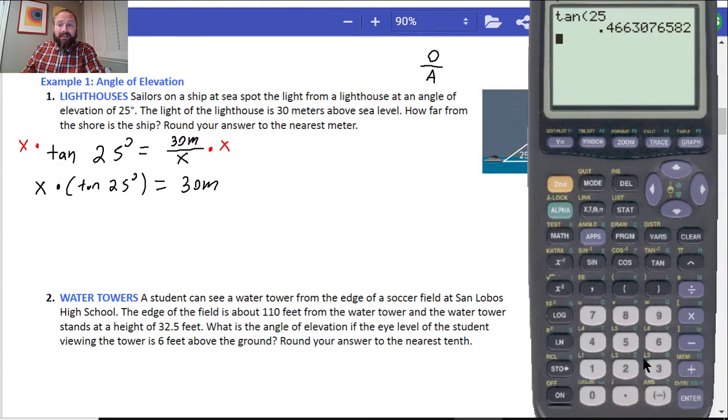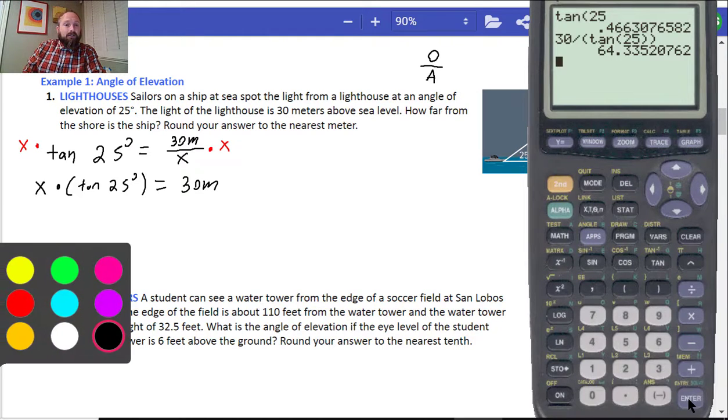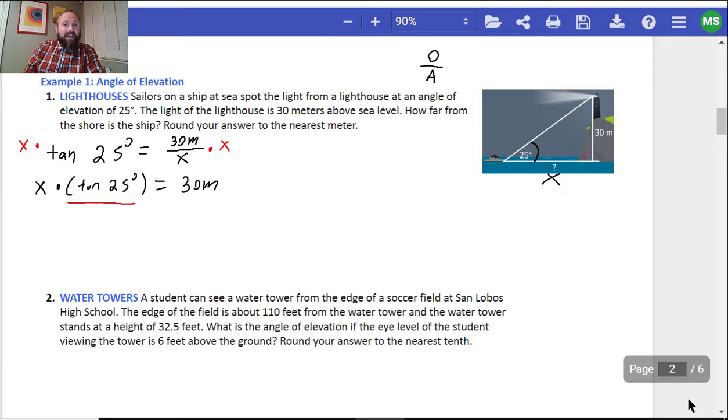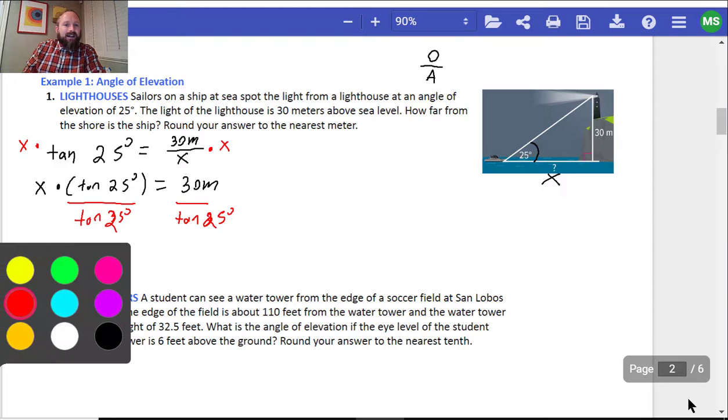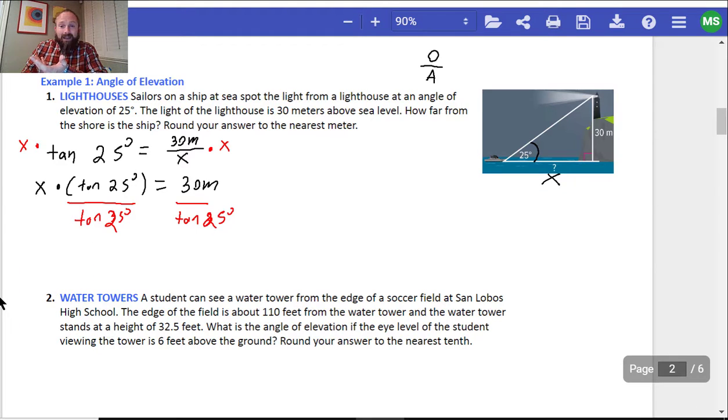Or, in my calculator, I can do 30 divided by, and I can do parentheses, tangent of 25, and I end the parentheses. And I check, and it says 64.335. Then I'm going to just use my calculator right there.